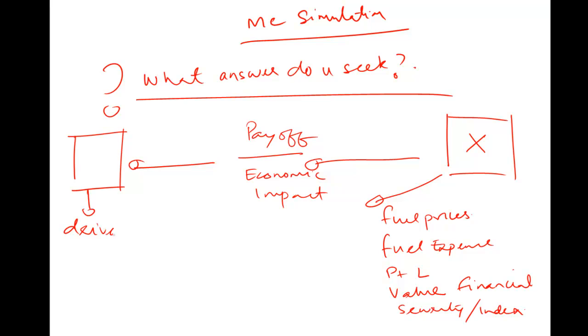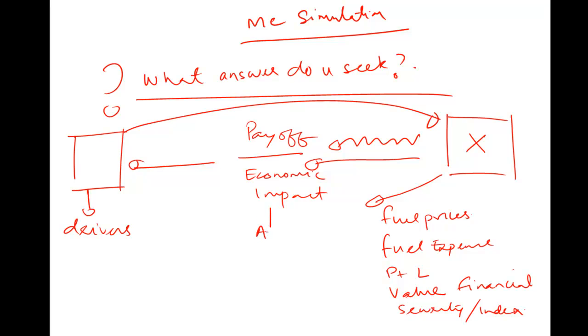So if the question we seek is what is the relationship of changes in fuel prices on profitability: fuel prices go up, fuel prices drive fuel expenses upwards, fuel expenses drive ticket prices upward, ticket prices go out and have an impact on both passenger and travel demand. That's economic impact, that's the driver.